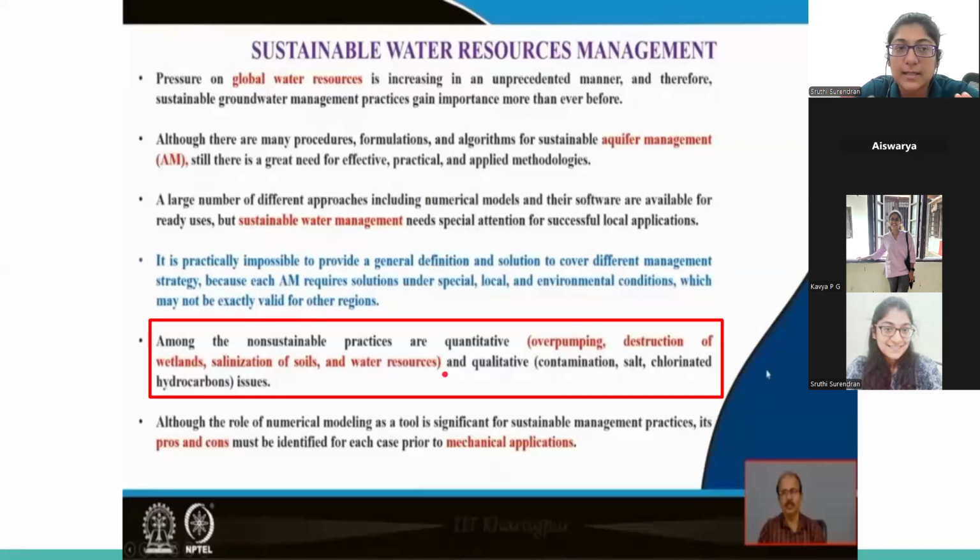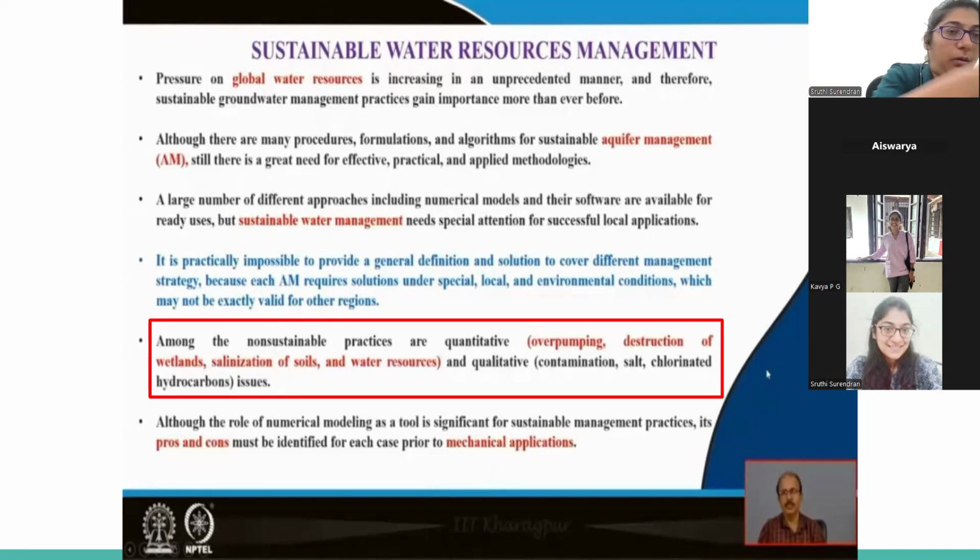The management techniques of resources, not just groundwater, any resources, are focused on adopting sustainable management techniques, which is nothing but being able to use the water resources for our requirements, as well as controlling the usage in such a way that sufficient resources are available for the future generations as well. This is basically the principle of sustainable management of any kind of resources.